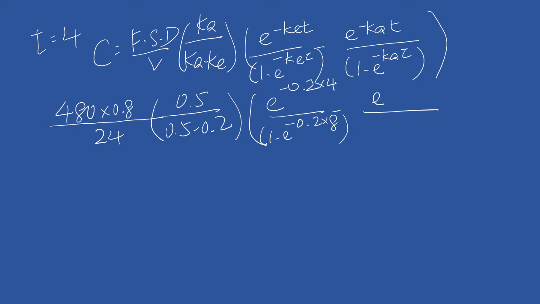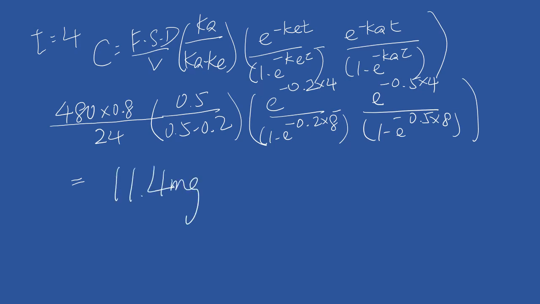So this is Ka 0.5 multiplied by 4, 1 minus 0.5 multiplied by 8. Okay, it's a very long equation, but you just have to be careful when you key into the calculator. The final answer you should get will be approximately 11.4 mg per liter. So that's all for question number 3.